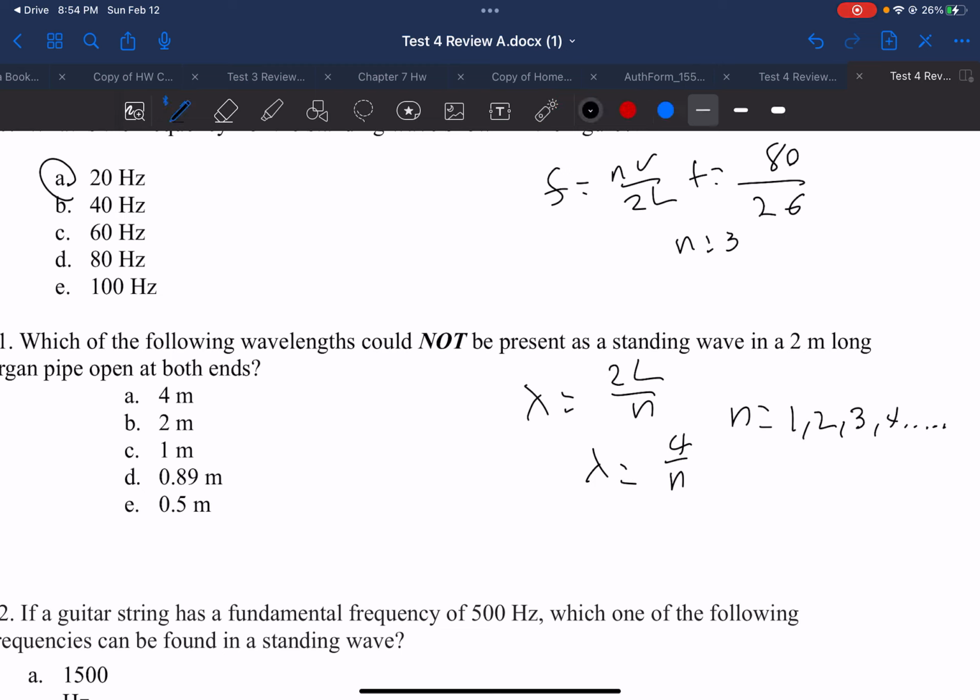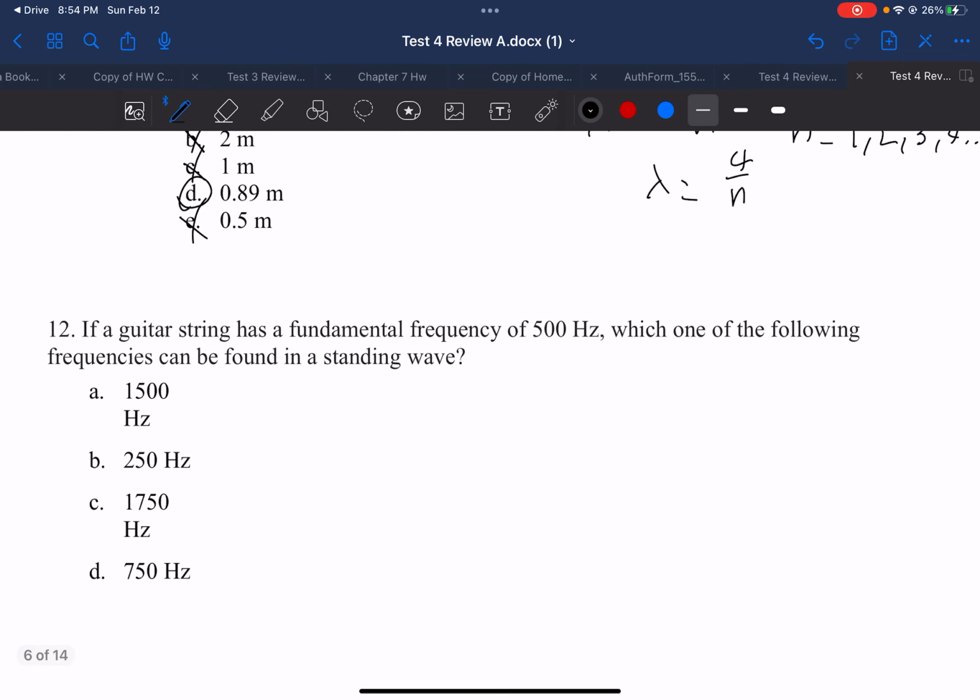So this one is obviously just 4 divided by 1. This one's 4 divided by 2. This one's 4 divided by 4. And this one over here is 4 divided by 8. The only one that cannot be formed is 0.89, because 4 divided by any whole number is never going to equal 0.89. So therefore, that is not a possible wavelength on this particular standing wave.